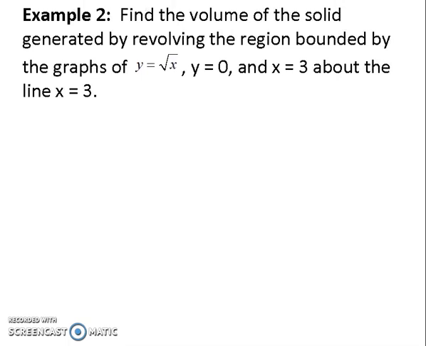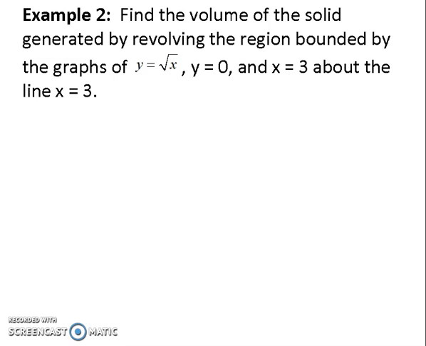All right, so let's look at a second one now. Find the volume of the solid generated by revolving the region bounded by the graphs of y equals the square root of x, y equals 0, and x equals 3 about the line x equals 3.